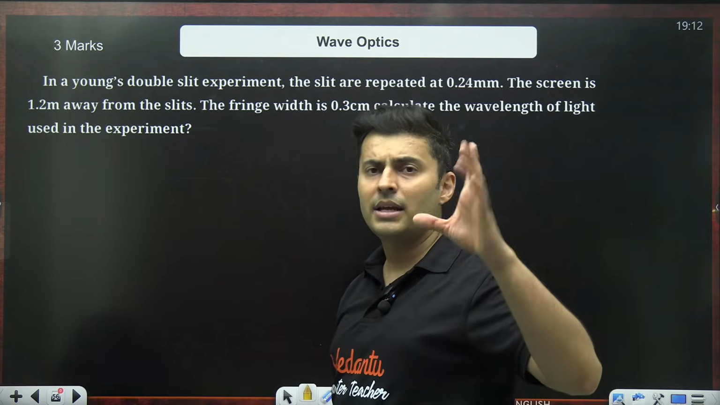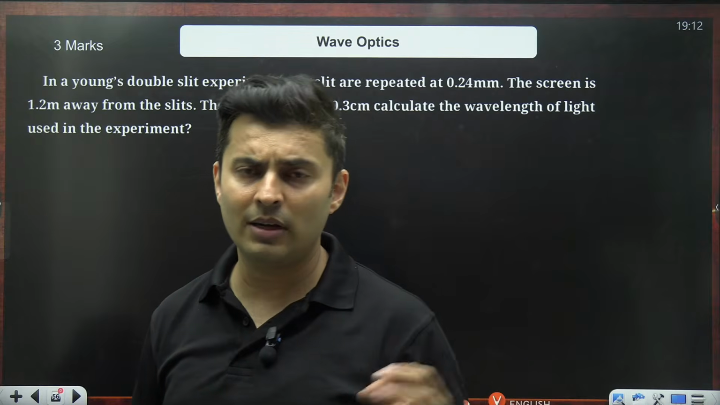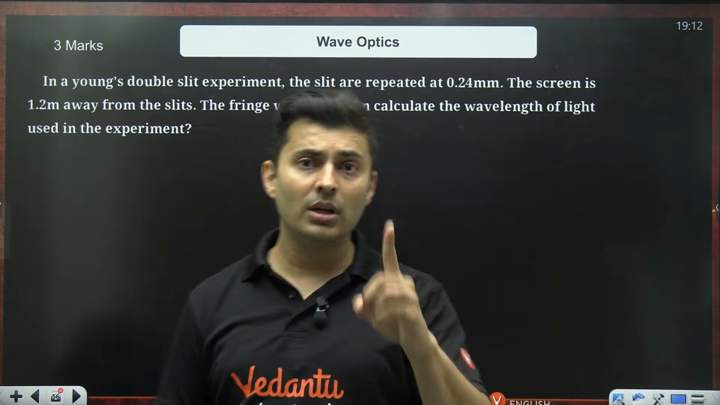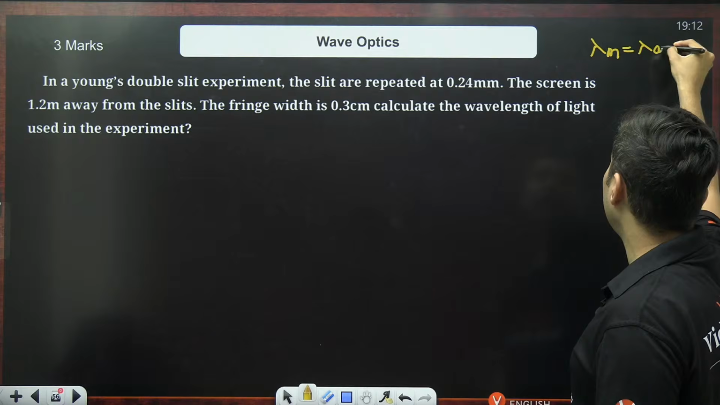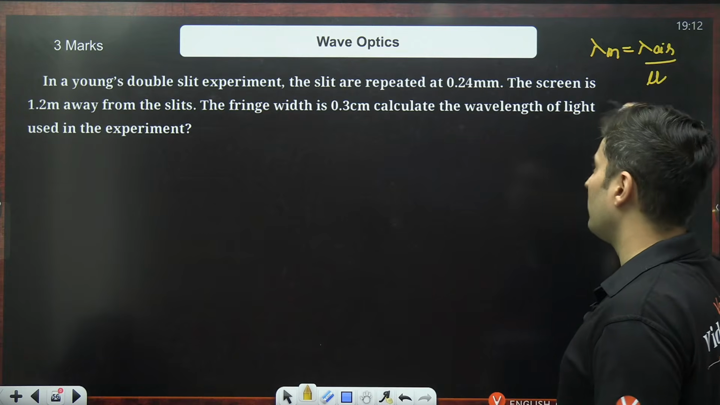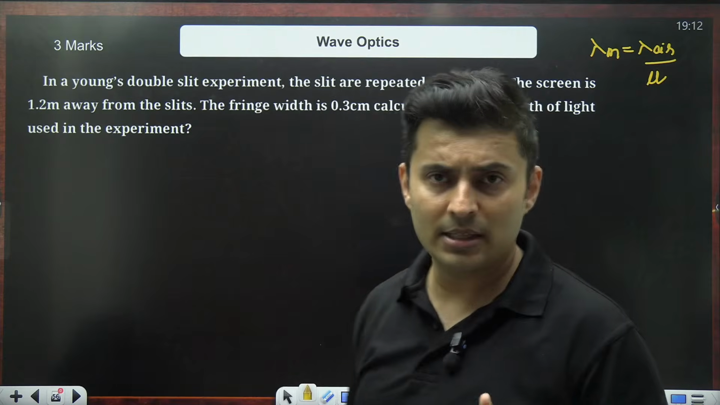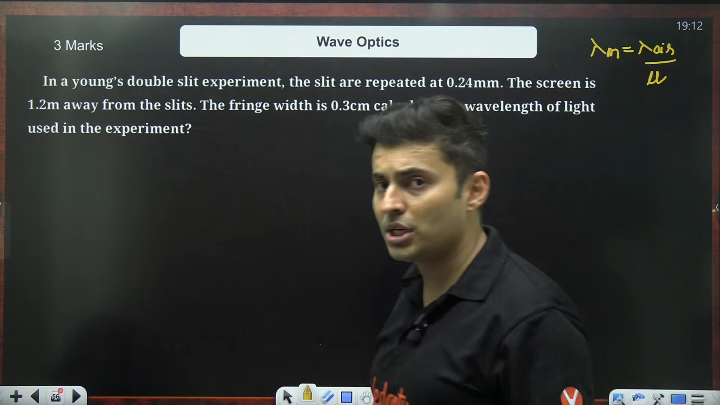Sometimes they can also tell that the entire setup was dipped inside a medium of refractive index 1.5 or 1.6. So in that case, the wavelength will change. So be careful. Wavelength of light in any particular medium is the wavelength of light in air divided by refractive index. In this scenario, it was not dipped anywhere, so the wavelength will remain the same. But I'm just giving you a possible scenario which can make the question difficult.